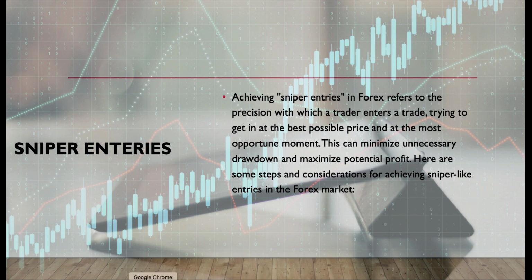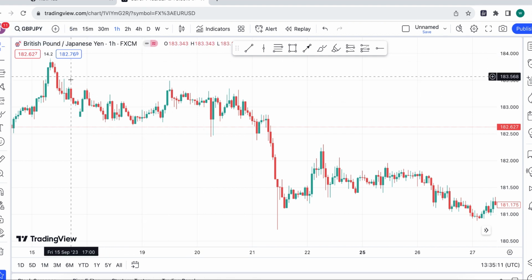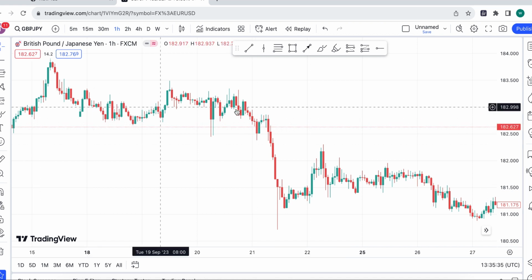So for sniper entries, this is a chart for GBP JPY. GBP is the UK, Great Britain, and JPY is Japanese. The first thing we do is look at the trend and where it's going. On this particular occasion, the trend is going down, making a series of lower lows and lower highs, and the structure has been broken towards the downside as well, meaning the market is going down, so we're only looking for sells.